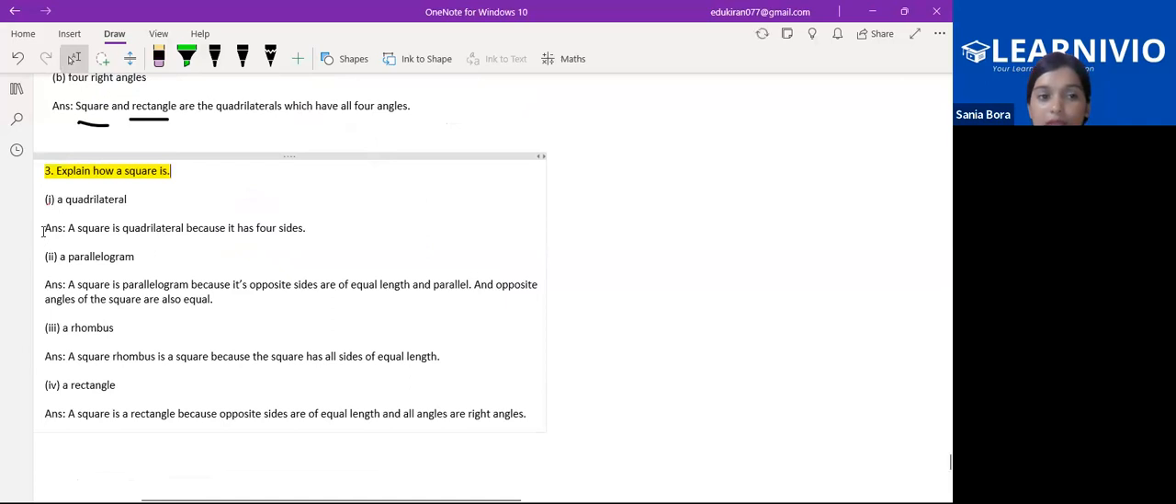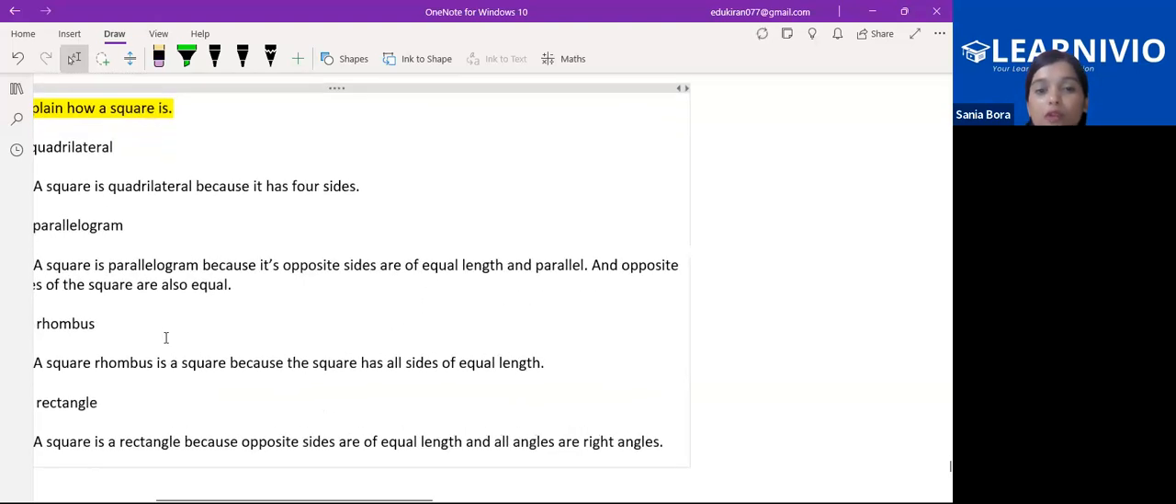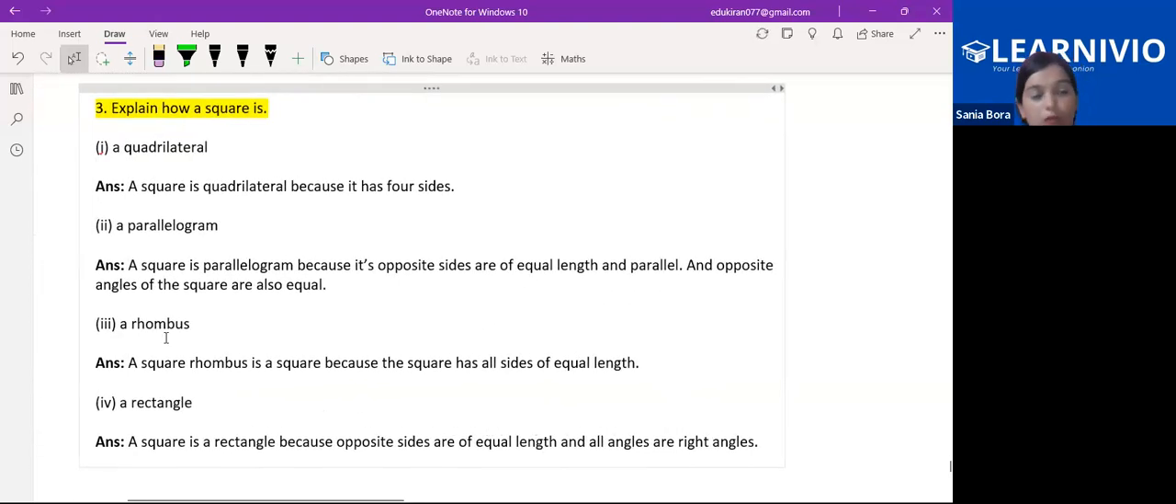Okay. The answers are here, so you can have a look. Those who have done, that's fine. But those who didn't get the idea how to write the answer, this is how you are going to frame the answers. So quickly do it, then we'll move to the next question.